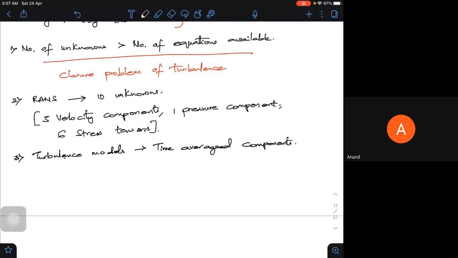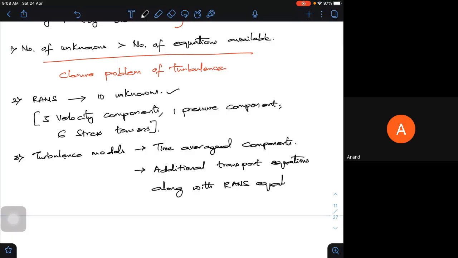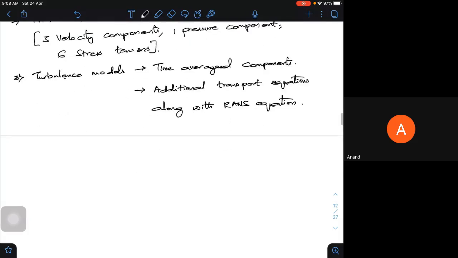And other than this, sometimes we have an additional transport equation. What are transport equations? Transport equations are those equations which are added to calculate the unknowns. So the transport equation along with the RANS equation, and we end up with different turbulence models. This is the beginning of the turbulence model, where we look into how I can capture the turbulence phenomena in a fluid flow.